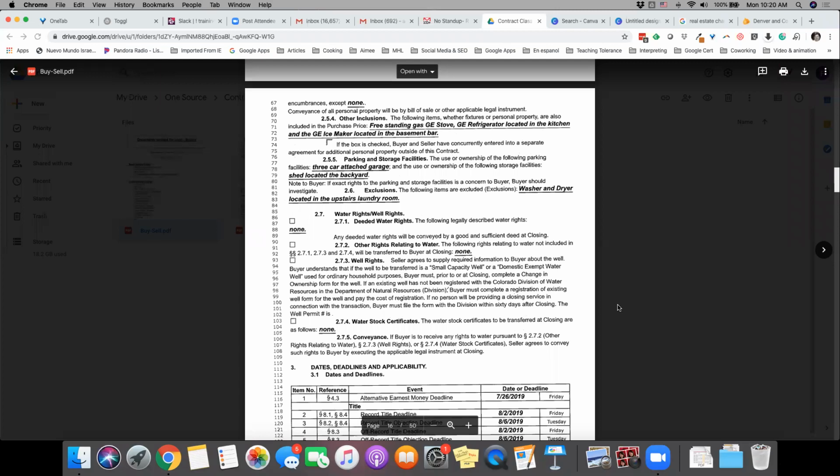2.6 are things that are excluded. Washer, dryer located in the upstairs laundry room, the wine refrigerator in the basement, any of those types of things.